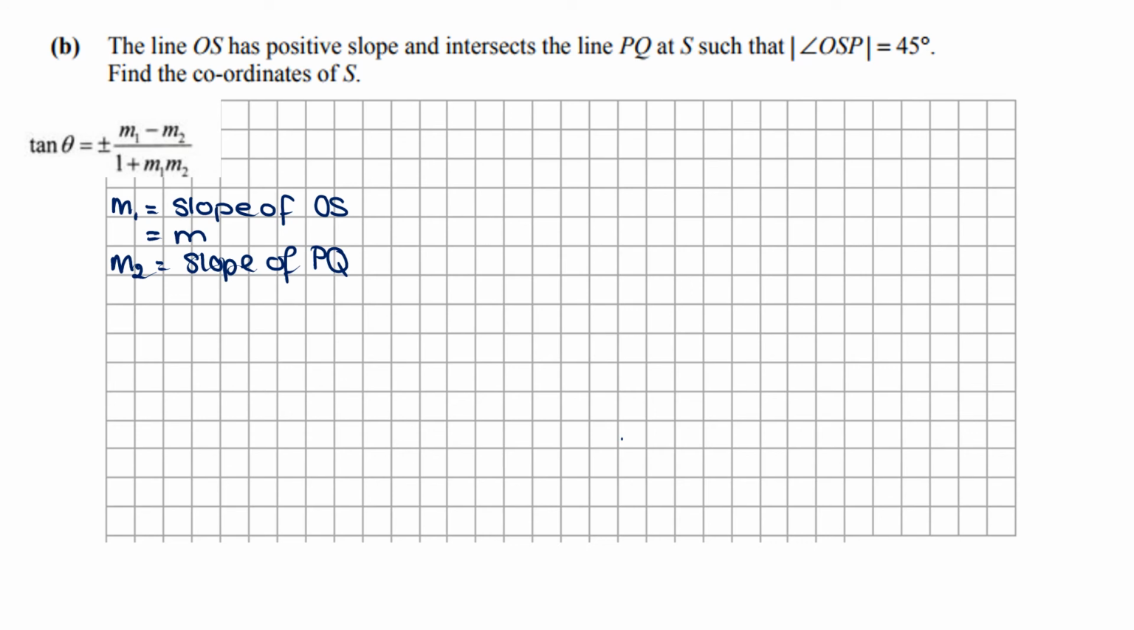Now, back in part A and part I of that, when we were finding the value of K, we actually worked with the slope of PQ, and we said the slope of PQ was the same as the slope of OR, which was equal to 2. So you don't need to go work that out again. We have that information earlier on in the question. So now, working with this formula here, we have tan of theta is equal to plus or minus M1, which is M, minus 2, over 1 plus M by 2.